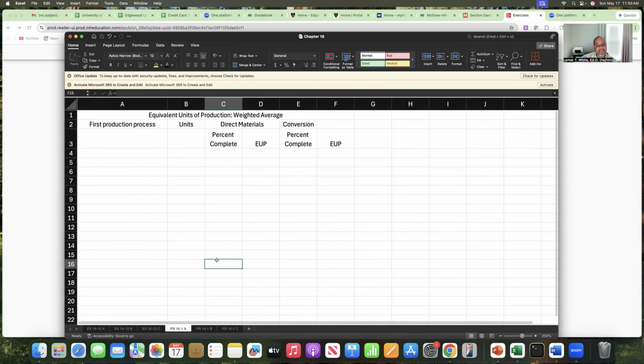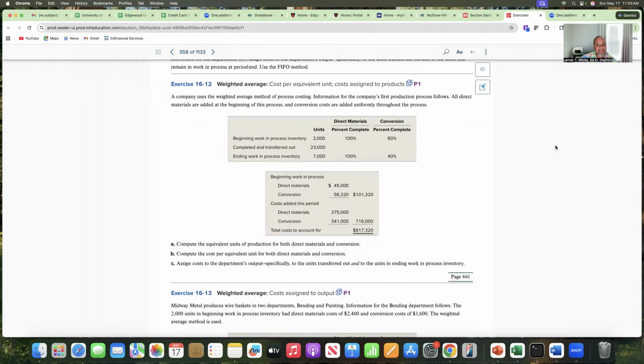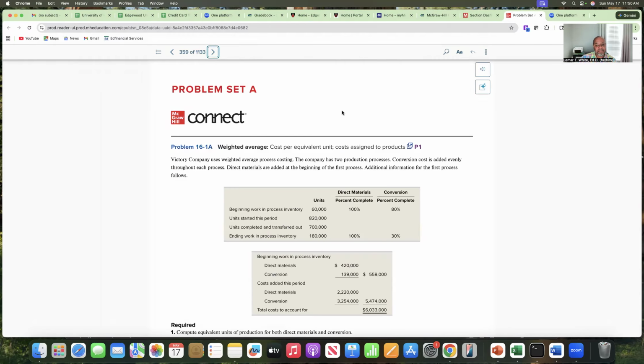And again, this is going to be similar to what you see on the exam. In the back of your chapter, it's going to be problem 16-1A. So let's go. Pull back up my spreadsheet.